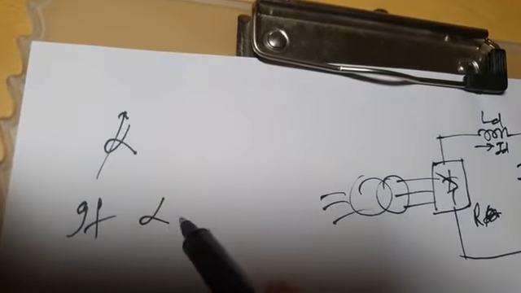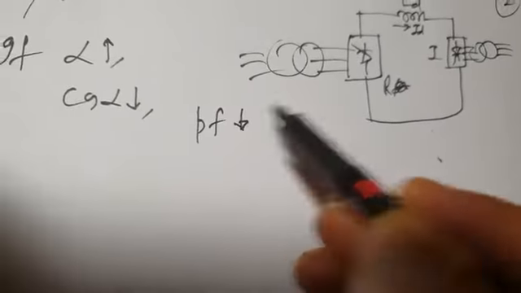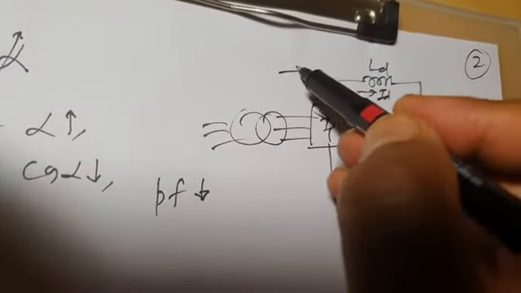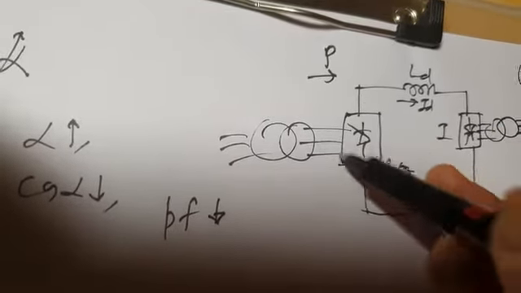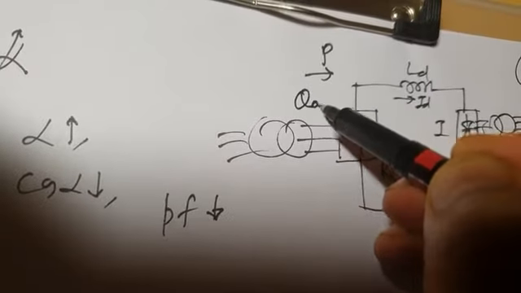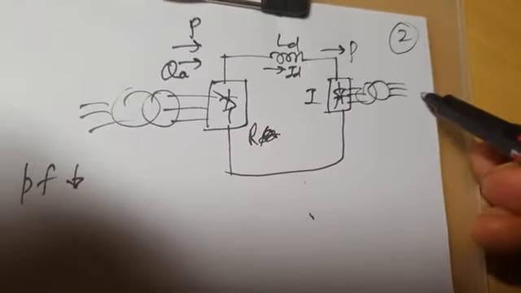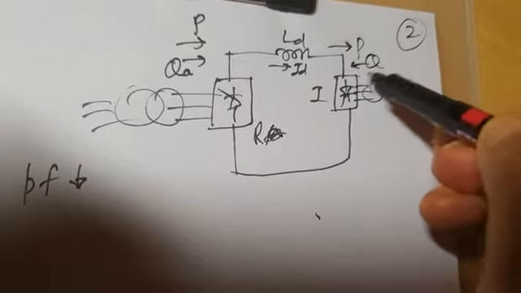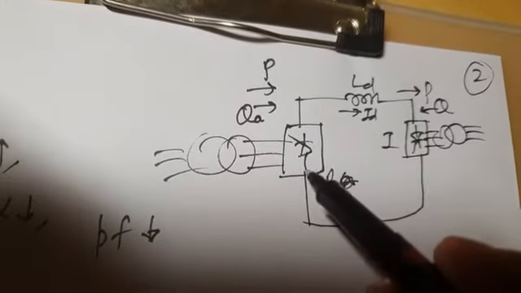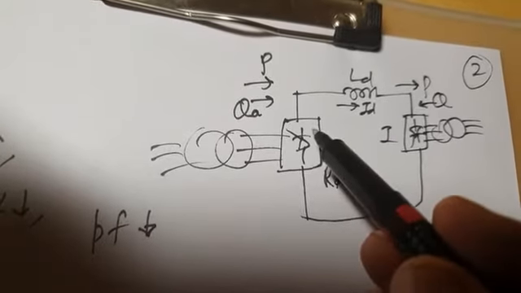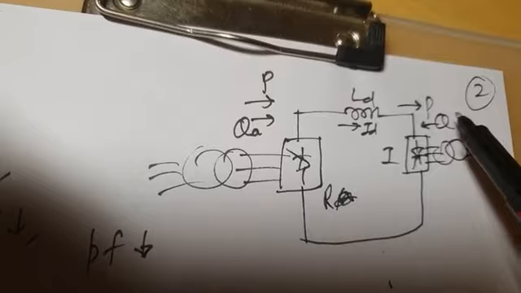So if alpha is large, that means cos alpha is small and the power factor will be poor. And poor power factor means, if power flows from this side to this side, there is the flow of active power. Your HVDC converter draws active power as well as it draws reactive power QA. Similarly, here power will flow from this to, say, the load center, but reactive power will flow in this direction. So here you can see active power flows from the AC side to the DC side because this converter is operating in rectification mode and this converter is operating in inversion mode. So active power always flows from rectifier to inverter.